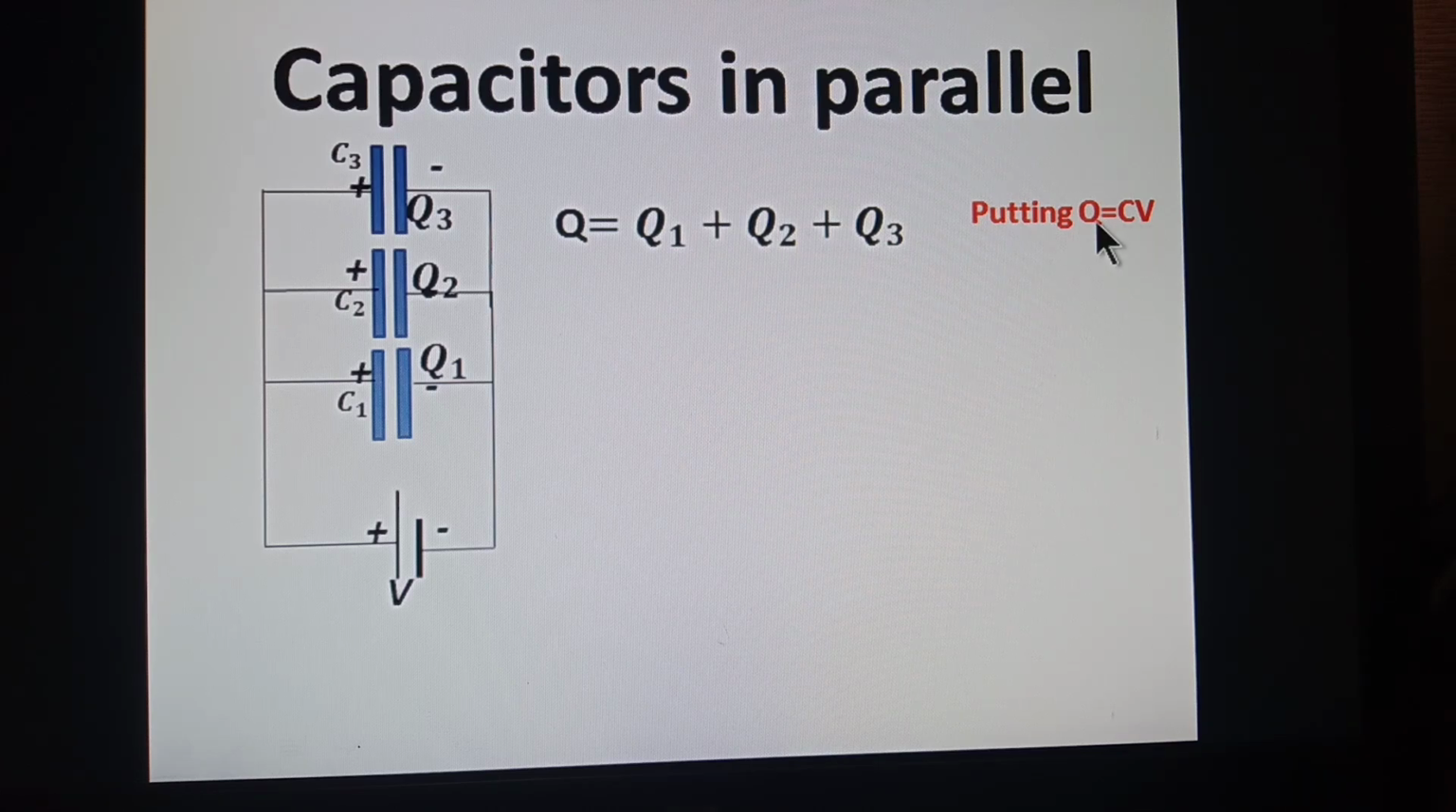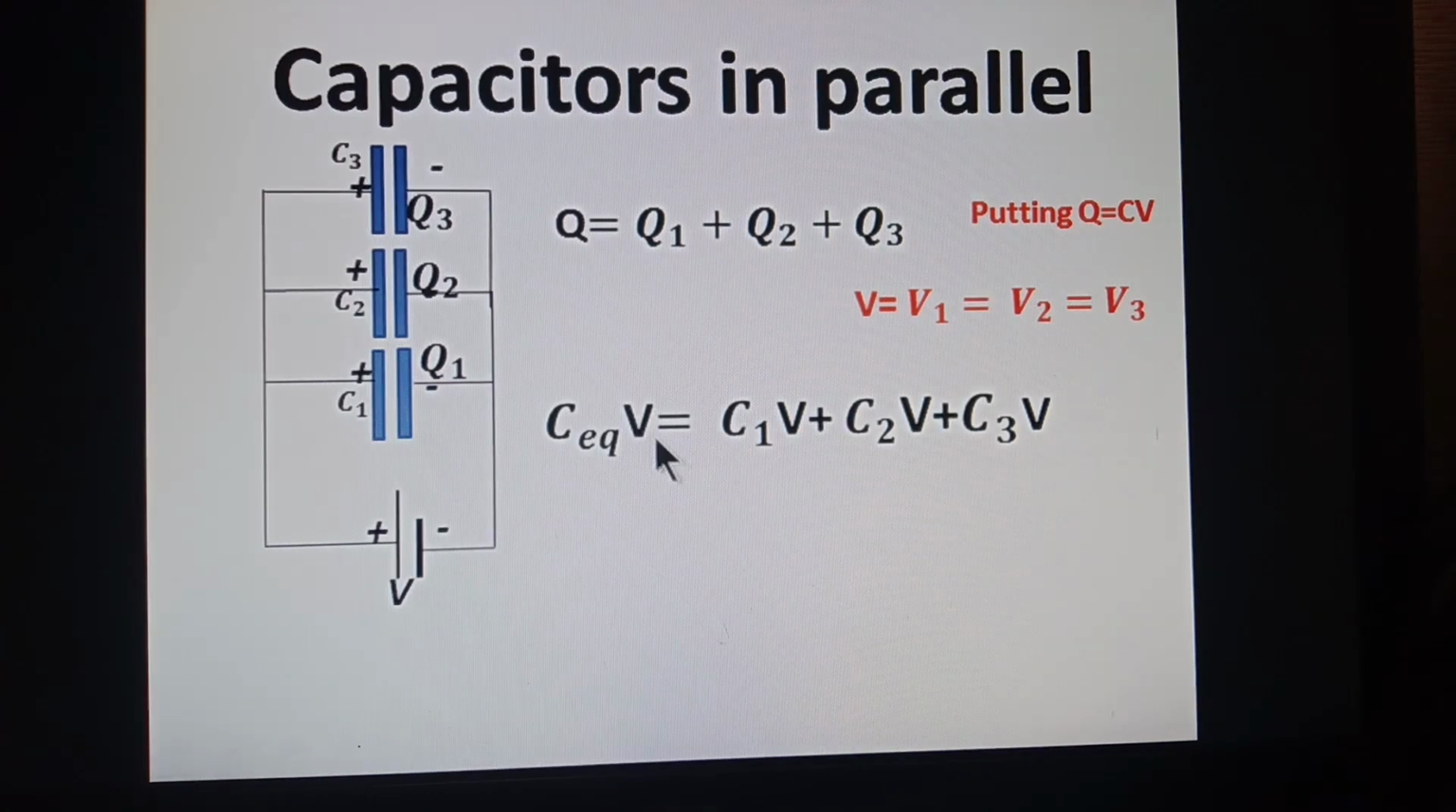which means the charge on the plate of a capacitor is the product of its capacitance multiplied by the potential difference across it. Here we know that the voltages across all the capacitors are the same, and that is equal to the voltage of the source. So we can also write that V equals V1 equals V2 equals V3. So replacing the value of Q in this equation, we get this form.